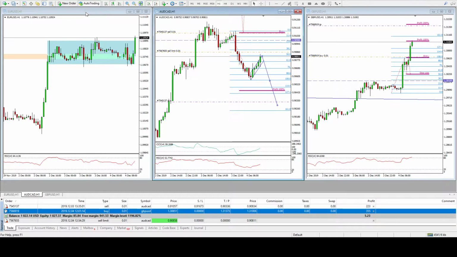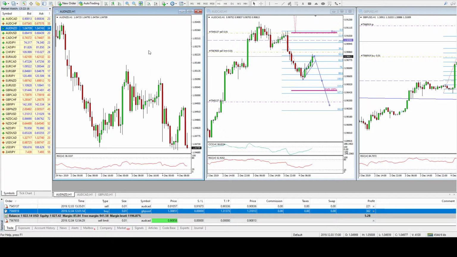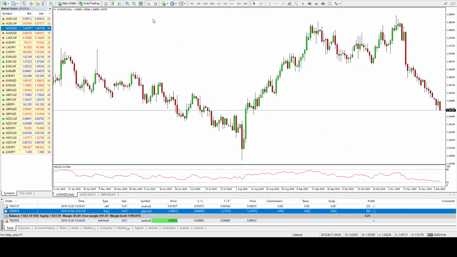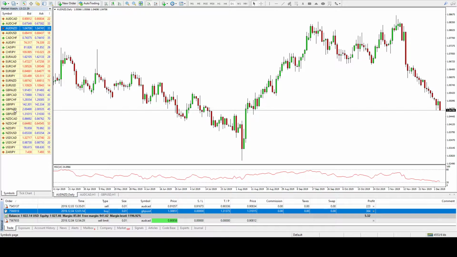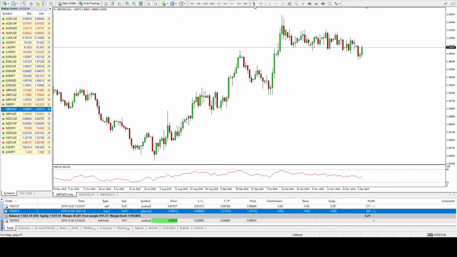Let me show you. This was the pair that I had entered on a daily chart. Hold on. Pound New Zealand. This was the pair that I had entered on a daily chart. This was my reason to enter this trade. My entry was right here, on 19.